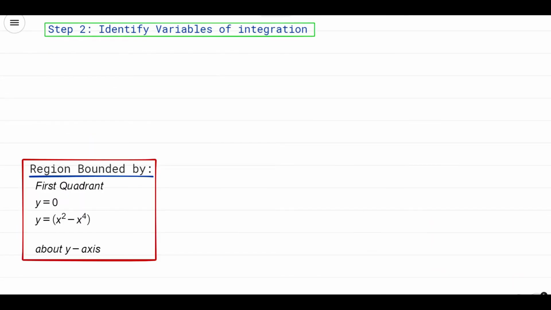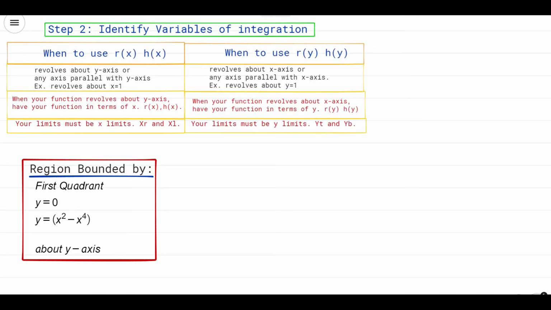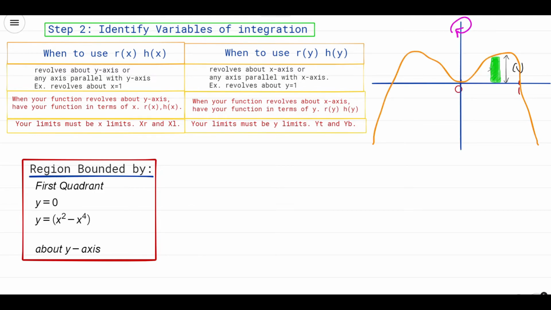In step 2, we're going to identify the variables of integration. To do this, I think we need to follow this chart right here, and the sketch that we drew. We identify that since it revolves about the y-axis, as stated right here where my mouse is, we use x terms. We use r of x and we use h of x. r of x is the distance between the disk and the axis of revolution. h of x is the height of that disk. So our r of x is simply equal to x.